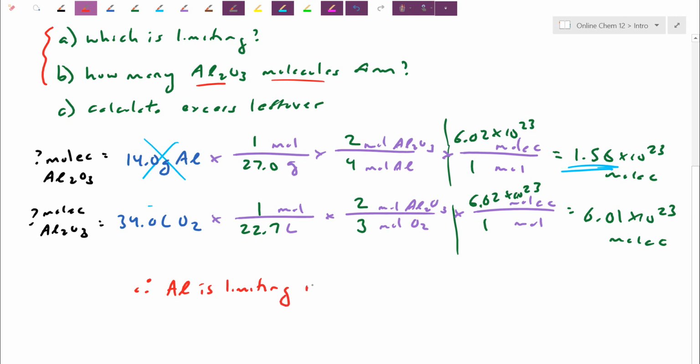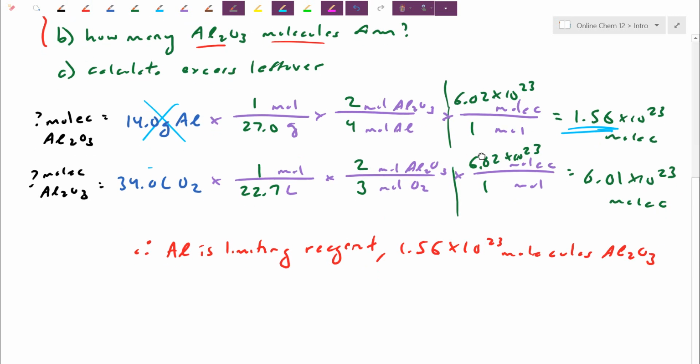Sometimes they use the word reagent. Reagent just means reactant. Just want to introduce that to you. So aluminum is the one that ran out. And by the time it ran out, part B, 1.56 times 10 to the 23 molecules of your product, Al2O3, formed. Also in the theoretical world, also just by calculation, if everything goes according to plan, I get 1.56. I never get up to 6.01 times 10 to the 23. Right? I'm going to show you those 2 ways of calculating the excess again.